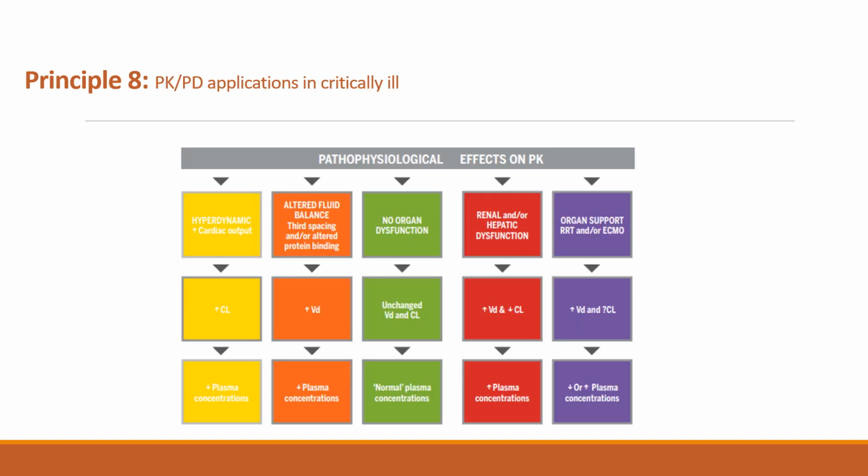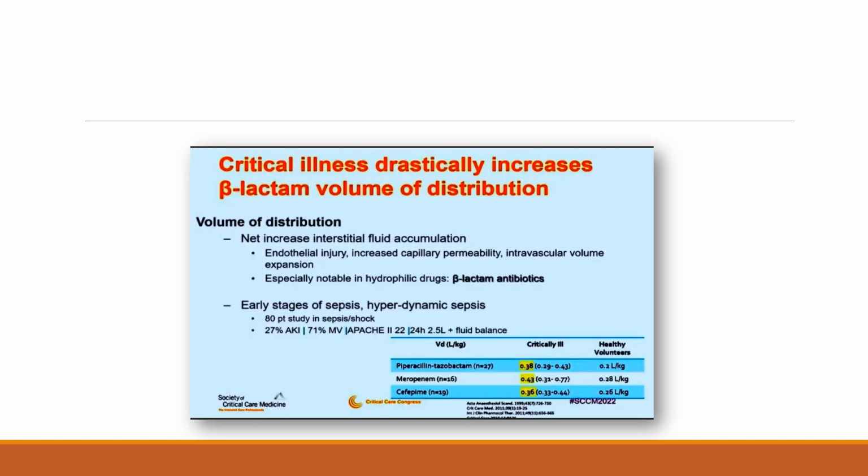The PK/PD applications critically include hemodynamics plus cardiac output, altered fluid balance, organ dysfunction, renal and hepatic function, organ support, and others. Critical illness drastically increases the beta-lactam volume of distribution. Net increases in interstitial fluid accumulation because of endothelial injury are especially notable in hydrophilic drugs like beta-lactam antibiotics.